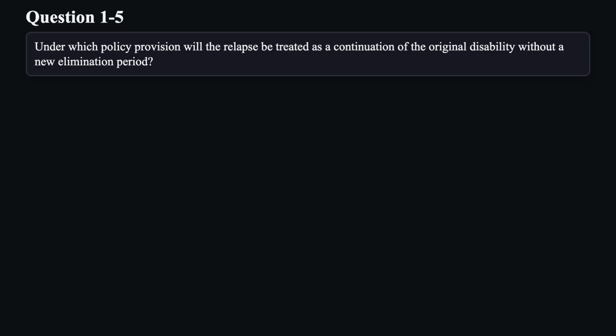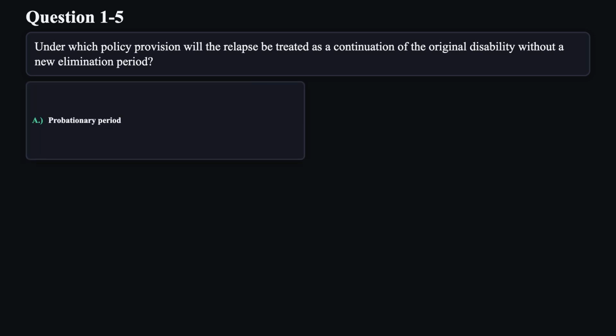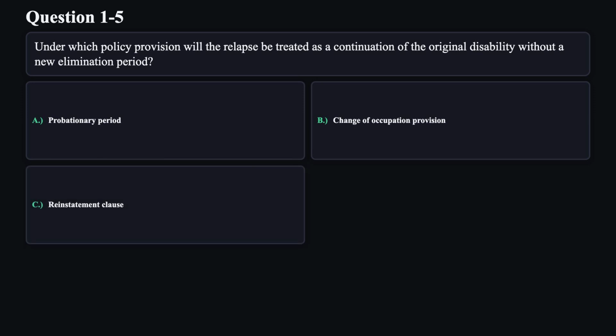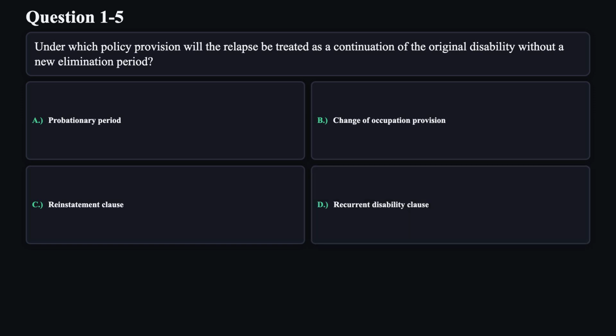Question 5. Under which policy provision will the relapse be treated as a continuation of the original disability without a new elimination period? A. Probationary period. B. Change of occupation provision. C. Reinstatement clause. D. Recurrent disability clause.